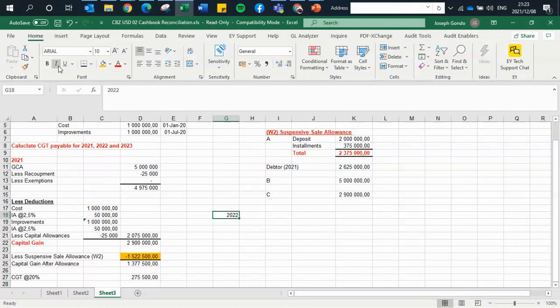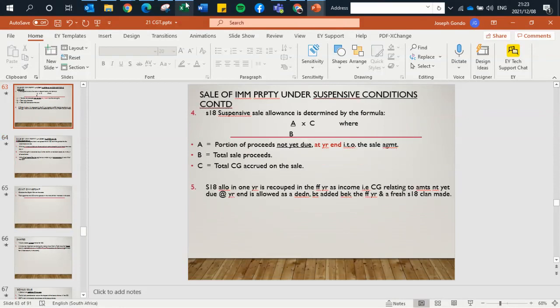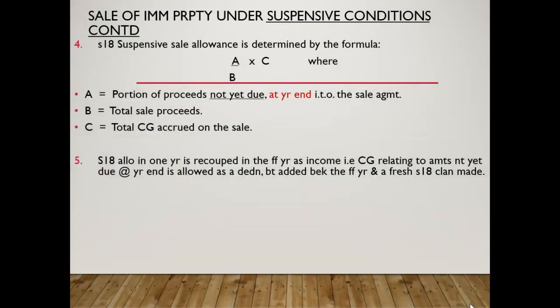What about 2022? What does the Act say now in 2022? We go back to our beloved slide. We go to number 5. It's saying Section 18 allowance, the allowance that we calculated in 2021, that is what they are calling Section 18 allowance. In 1 year, which is 2021, it is recouped in the following year as income. So that allowance that was allowed in 2021 will be gross income in 2022.